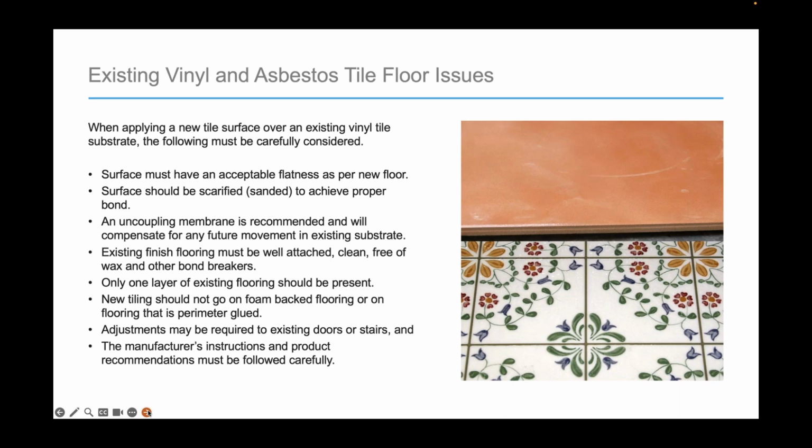Existing finished flooring must be well attached, clean, free of wax and other bond breakers. Only one layer of existing floor should be present. New tiling should not go on foam-backed flooring or on flooring that is perimeter glued. Adjustments may be required to existing doors and stairs. The manufacturer's instructions and product recommendations must be followed carefully.